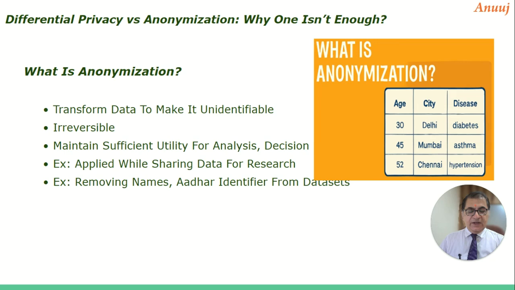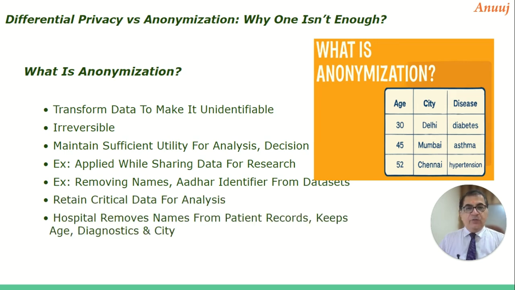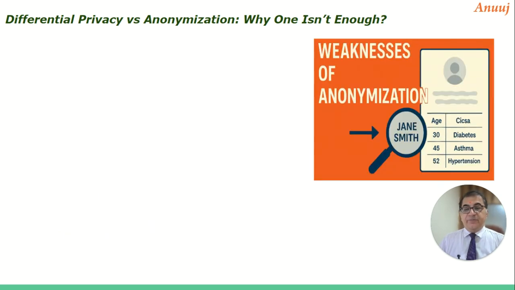There could be combinations. The idea that the researcher wants is to get an idea of the gender and the age group that suffers more, rather than the name of the people or the Aadhaar card of the people who are suffering right now, right? So you can retain the critical data for analysis and move on with it. A hospital, for example, removes the name of the patient from the records, but it keeps the age, the diagnostics, and maybe the city. So maybe when you have the city, maybe the disease is something which has some link with the kind of weather at that point in time.